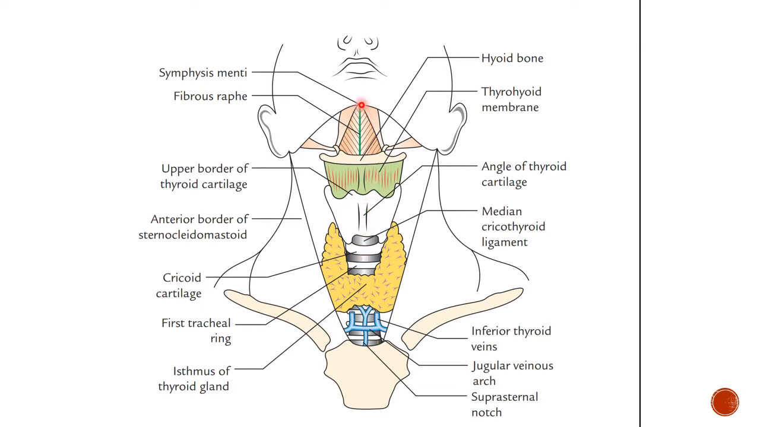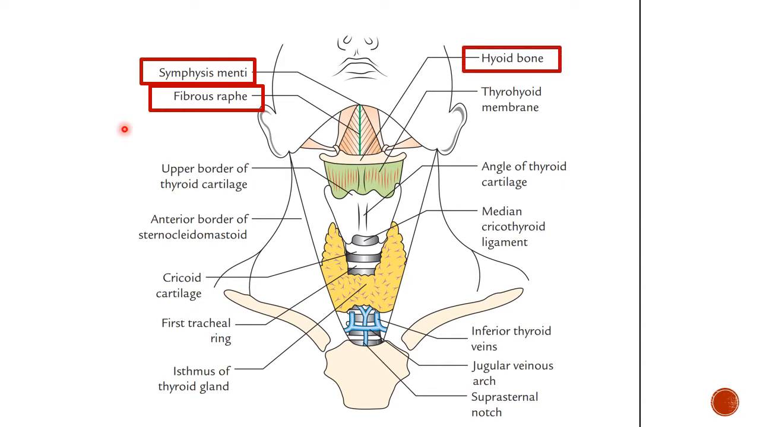So we need to understand what structures are present at the midline, from symphysis menti to the jugular notch. The first one is the symphysis menti, which is the lower border of the body of the mandible at the midline. Just below this, we can identify the fibrous raphe, which is formed by the right and left mylohyoid muscles. Below the mylohyoid raphe, we can identify the hyoid bone, the body of the hyoid bone.